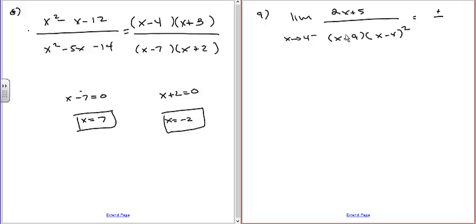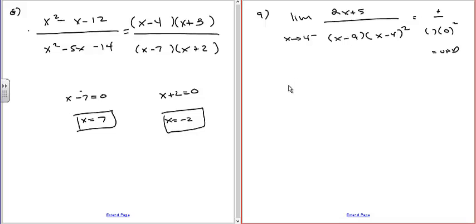What we're doing right now is just to see whether it's undefined or not. You can see if I plug something in here, I'll get 0. 4 minus 4 is 0. So this means it's undefined. Okay, so that means I need to figure out which way it's going.